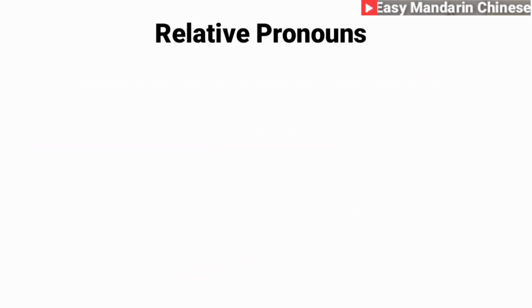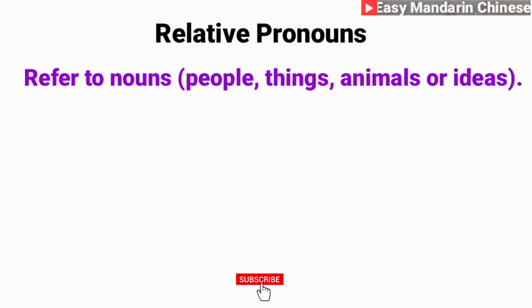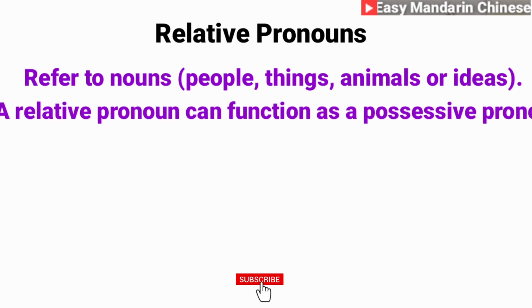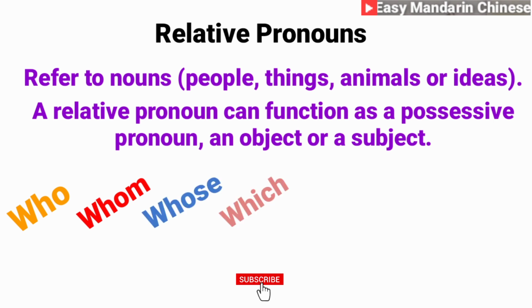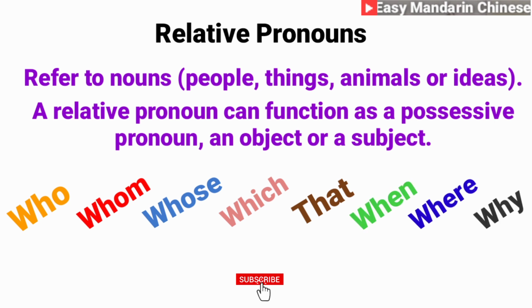Relative pronouns. We already know that relative pronouns can join sentences together. Relative pronouns refer to nouns mentioned previously, whether they are people, things, animals, or ideas. A relative pronoun can function as a possessive pronoun, an object, or a subject. The most common relative pronouns are who, whom, whose, which, and that. Sometimes relative adverbs like when, where, and why can be used as relative pronouns as well.